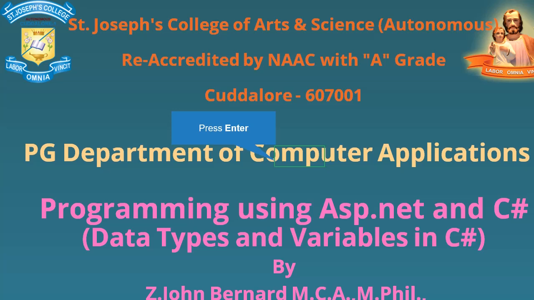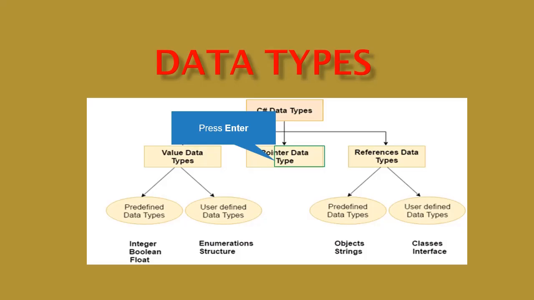Today I am going to discuss data types and variables in C#. The first one is data types. In data types, we have three categories: one is value data type, the second is pointer data type, and the third is reference data type.